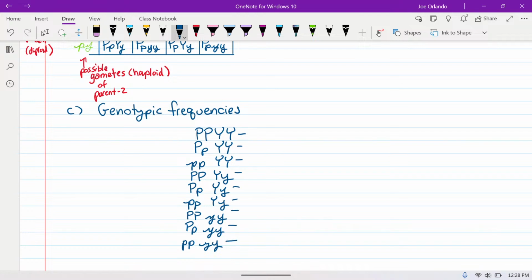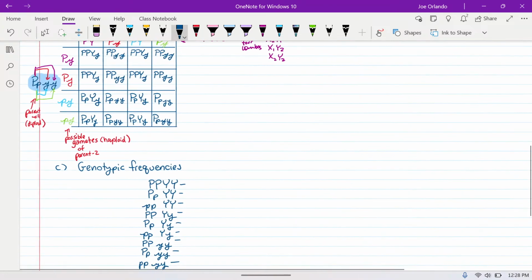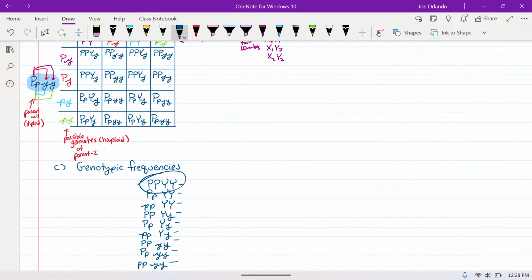So now let's count. How many of these do we actually see in our chart? Do we have any like this? Do you see any in there? No. So that would be 0 out of a possible how many squares do we have? 16. And what percentage is that? 0%. Okay, so we have no plants that will end up being homozygous dominant for both traits.